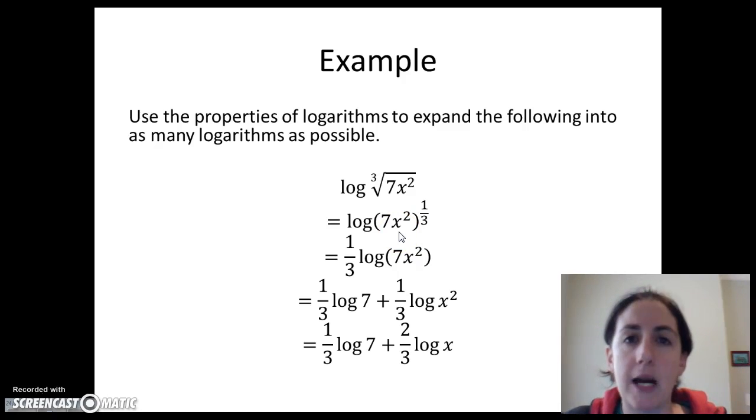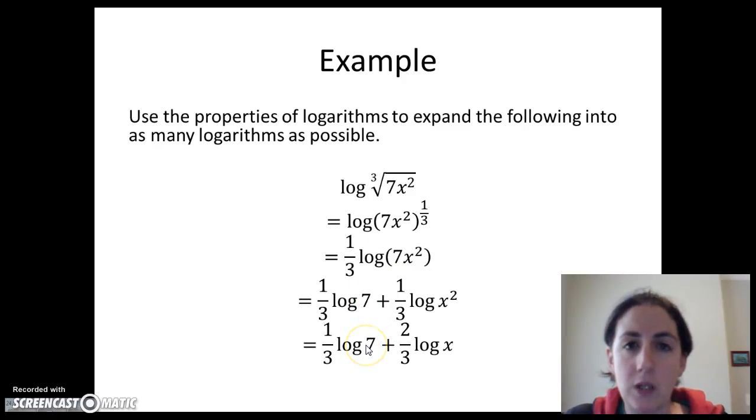The question always arises, how do you know that you've gone as far as you can? How do you know you can't go any further? You ask yourself 3 questions. Question 1, am I taking the logarithm of two things being multiplied? Question 2, am I taking the logarithm of two things being divided? Question 3, is what I'm taking the logarithm of all being raised to a power? And if you answered yes to any of those questions, then you need to use that property to expand.